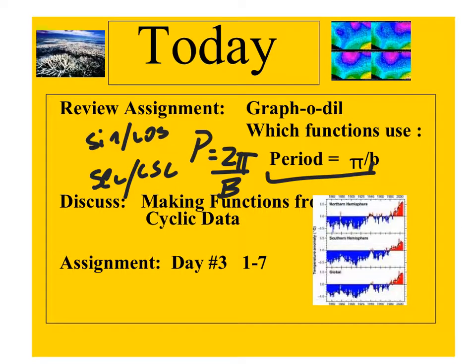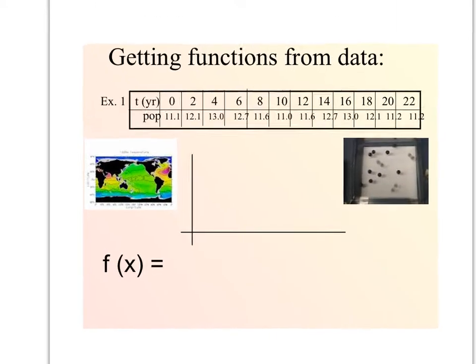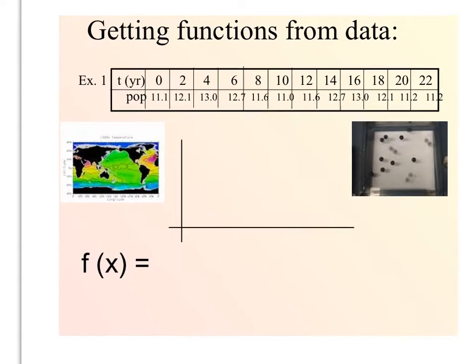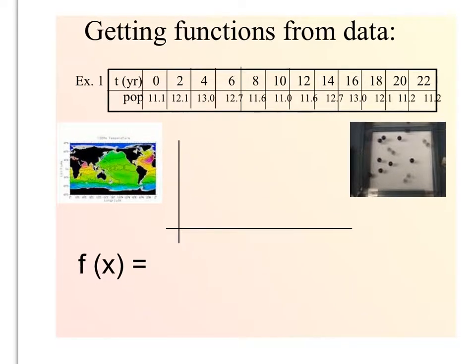When do you use a period of pi, pi over b? Well, the two functions that you're going to use that for will be the other two trig functions, tan and cotan. So just be aware. Those kinds of mistakes are pretty common, and obviously can mess up your sketch of your graph if plotted using the wrong period. Okay, so I'd like to get started with getting a function from some data.